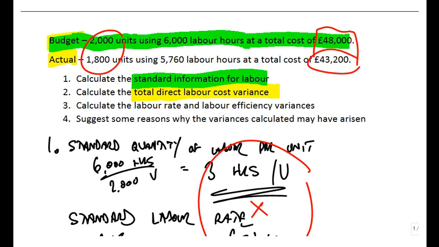What we effectively need to do is to flex the budget. Flexing the budget allows us to compare like with like. I can't compare the cost for 2,000 units to the cost for 1,800 units. Of course they're going to be different. So I need to flex the budget to account for the correct volume.